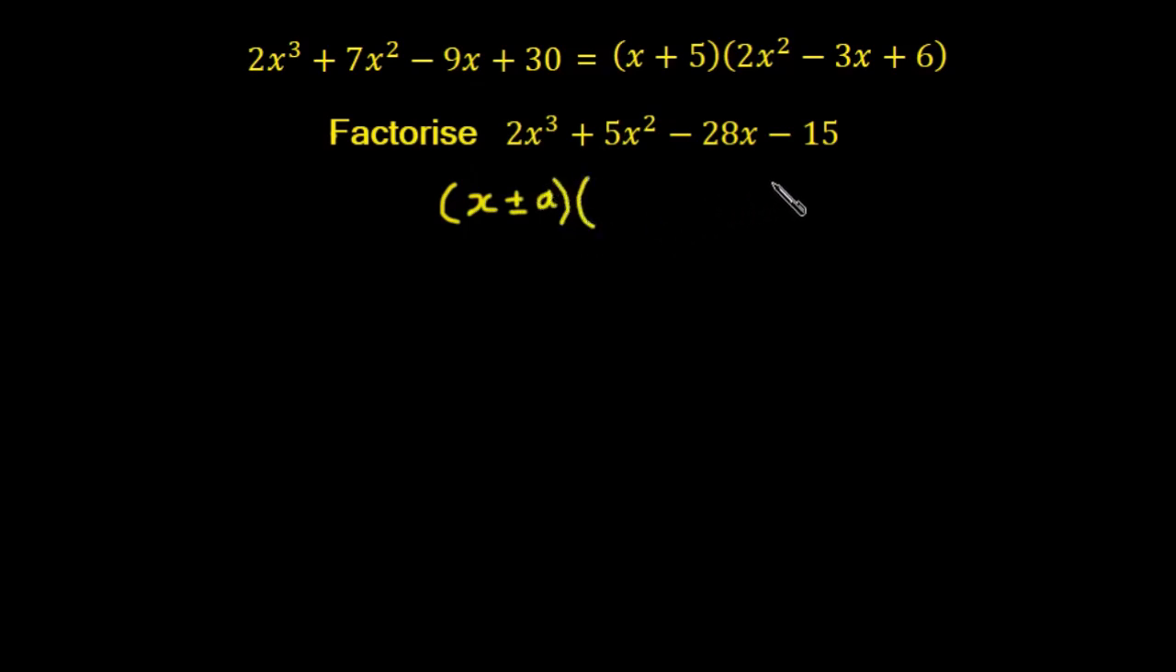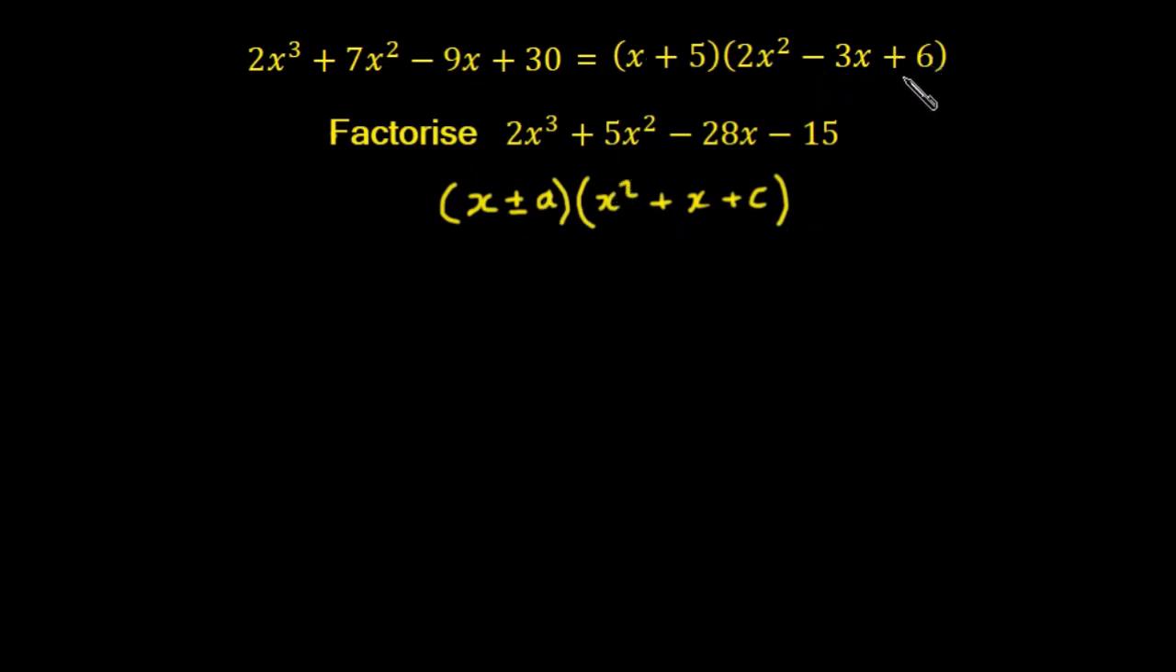And then in the second bracket we're going to have potentially 3 terms as well. So we're going to have the x, in order to get this cubed there must be some factor of x squared, and there must be a factor of x and also some constant. Okay, so it's going to look like this. It's the same format as this one.